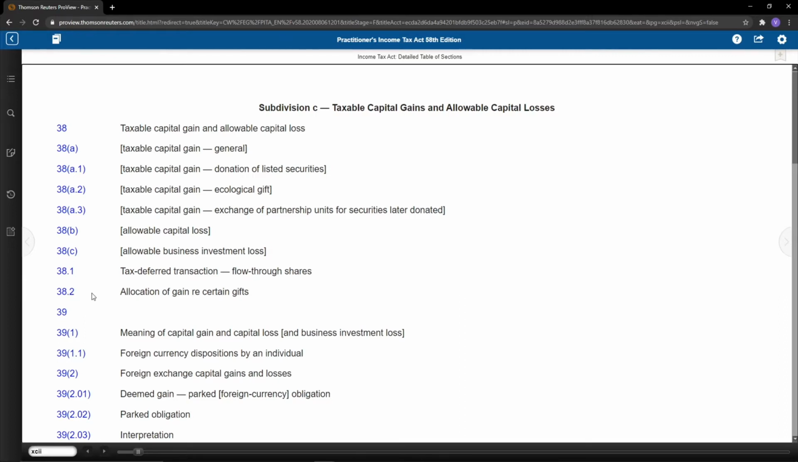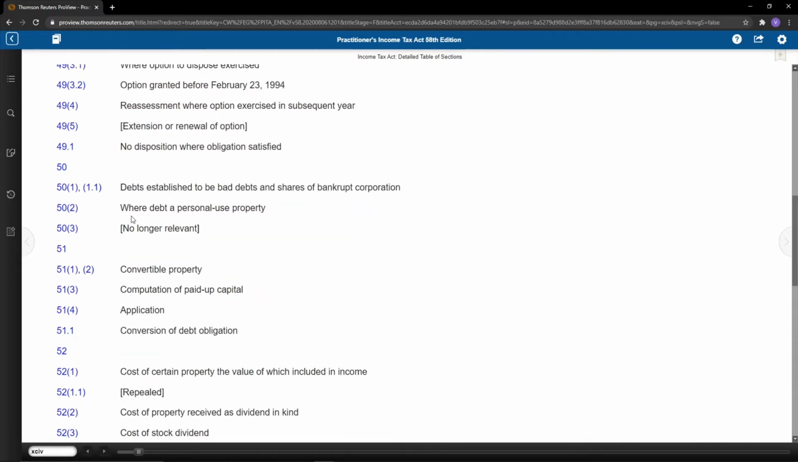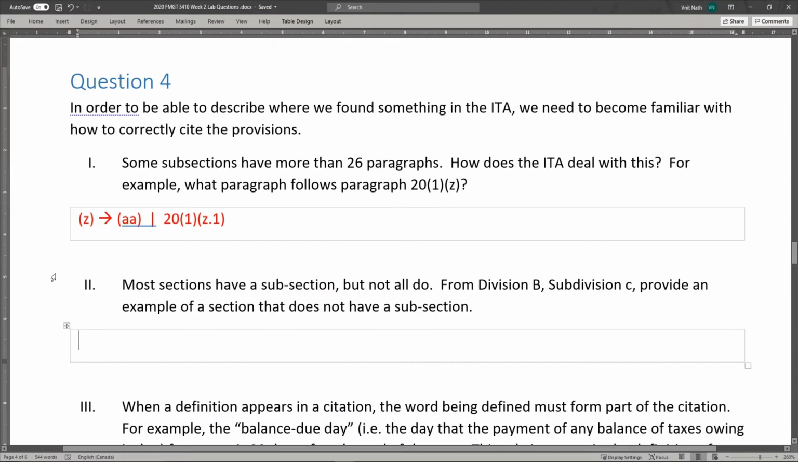Can you find another? Keep looking. Here's one that Hala found. Section 51.1 does not have a subsection. I think we have enough here so we can answer the question. Answers would include Section 38, Section 38.1, 38.2, and 51.1.